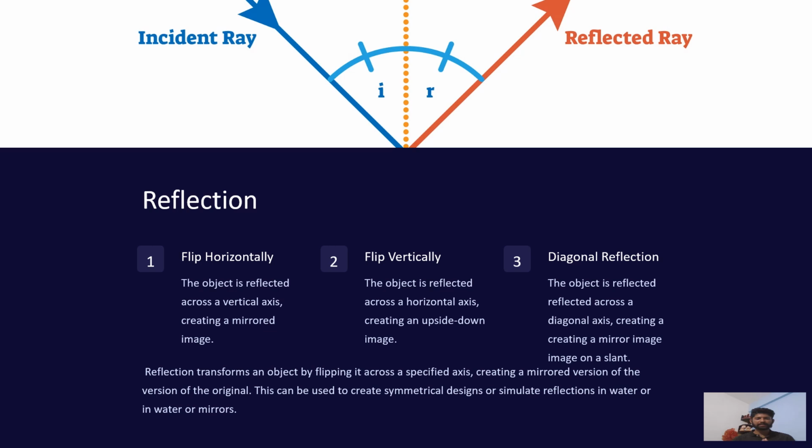So now about reflection. First, flip horizontally. The object is reflected across a vertical axis, creating a mirrored image. Second, flip vertically. The object is reflected across a horizontal axis, creating an upside down image. Third, diagonal reflection. The object is reflected across a diagonal axis, creating a mirror image on a slant. Reflection transforms an object by flipping it across a specified axis, creating a mirrored version of the original. This can be used to create symmetrical designs or simulate reflections in water or mirrors.